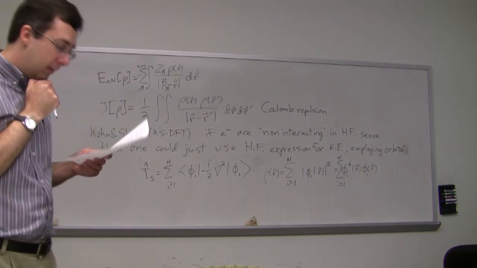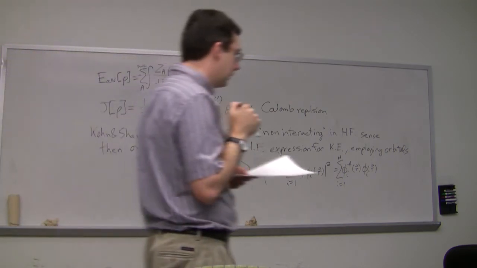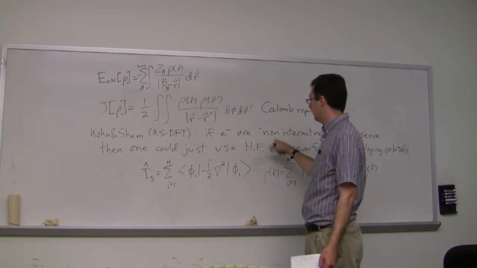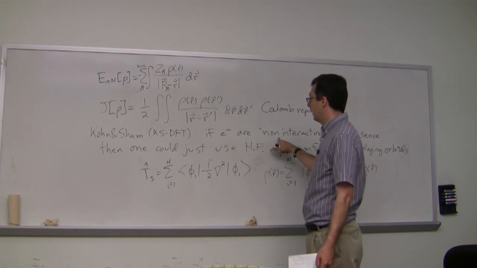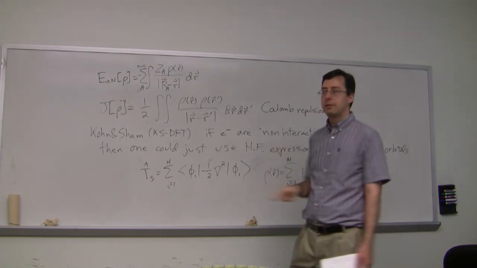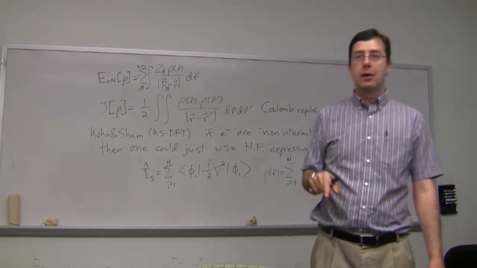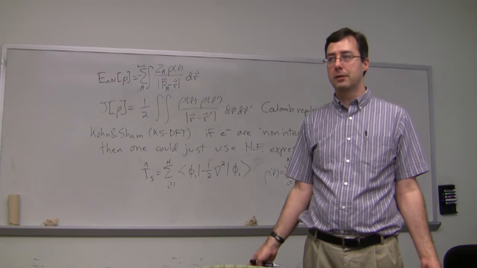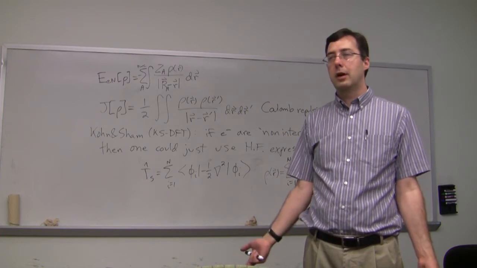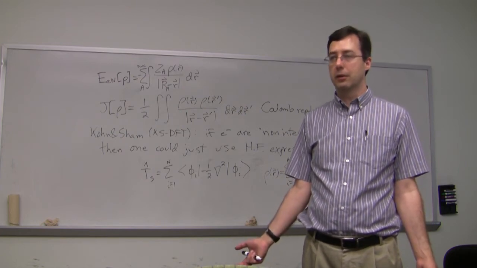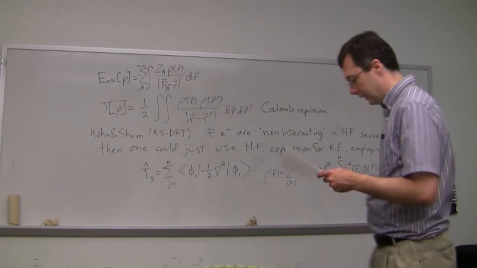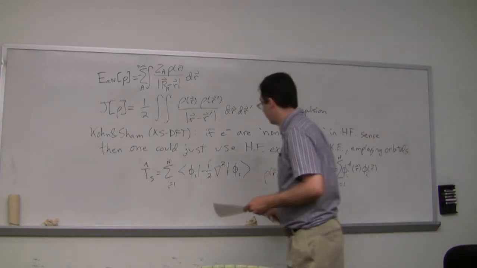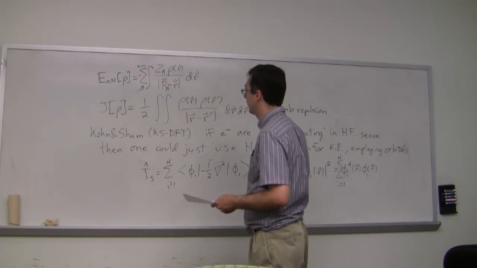Now the problem is it's not really true that the electrons are totally non-interacting. Remember, Hartree-Fock's an approximation. So if I use the Hartree-Fock expression here, I'm making some kind of approximation. But to the extent that Hartree-Fock works pretty well, it's not an unreasonable approximation. I could say something fancier about that, but for an introductory talk, we'll let it go at that.